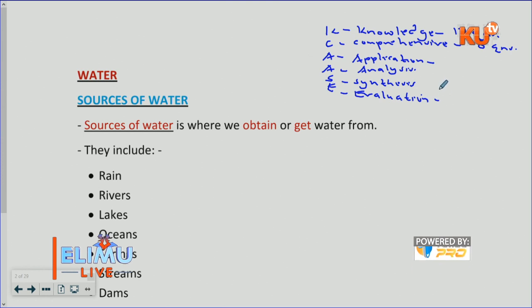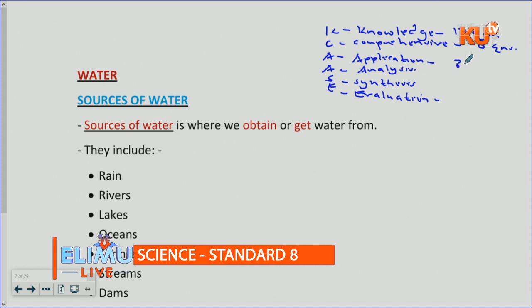So comprehension questions, I said there are 8 in number. Application questions, they set 8 again in number. Analysis questions, the examiner tests 7 questions in number. And then synthesis questions, the examiner tests around 5 questions there.